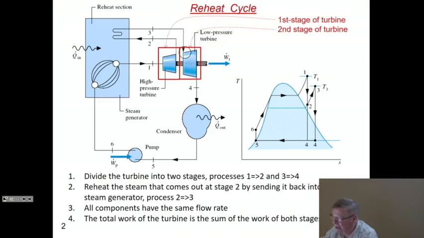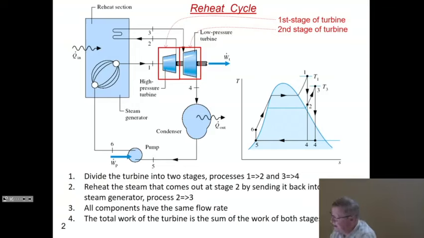It will be at a lower pressure because you have lost pressure between 1 and 2 in the first stage of the turbine. The pressure here will be the same as the pressure there because this is a heat exchanger, that's just a tube. But it will be at a higher temperature because it has been reheated. Then the lower stage turbine expands it again until you get to point number 4, at which point it goes through the condenser, the pump, and the rest is all the same as the classic Rankine cycle.